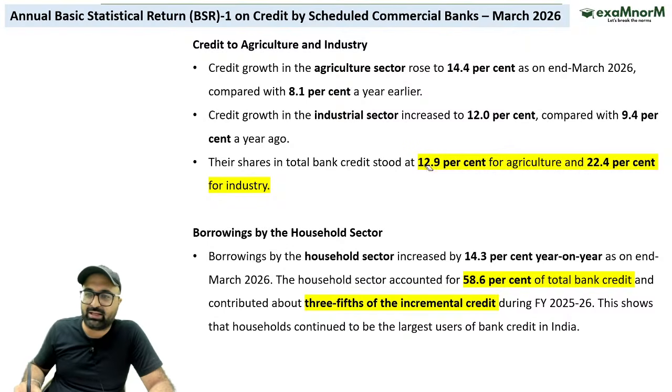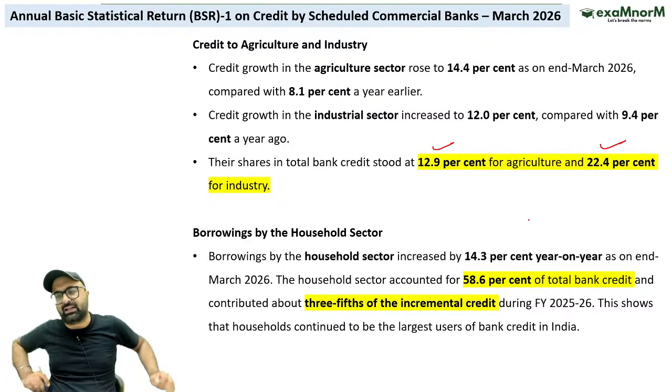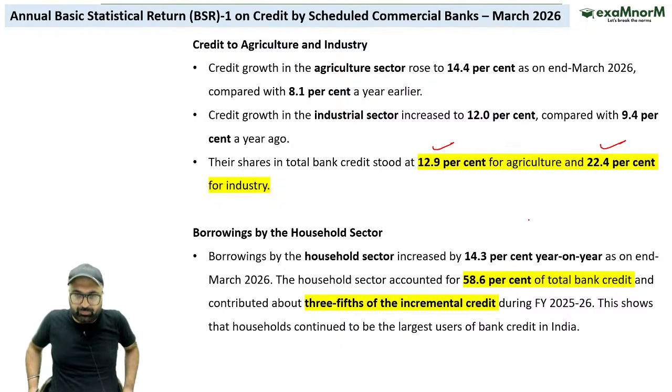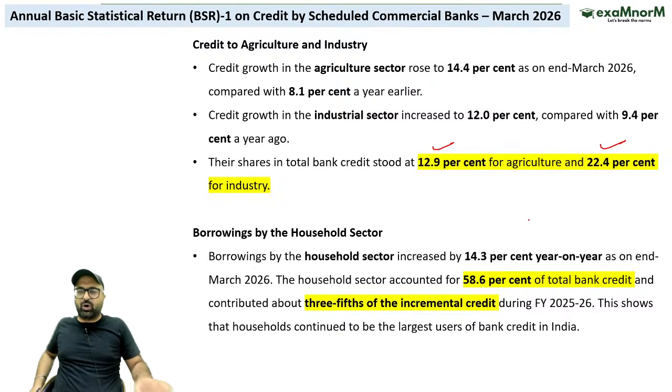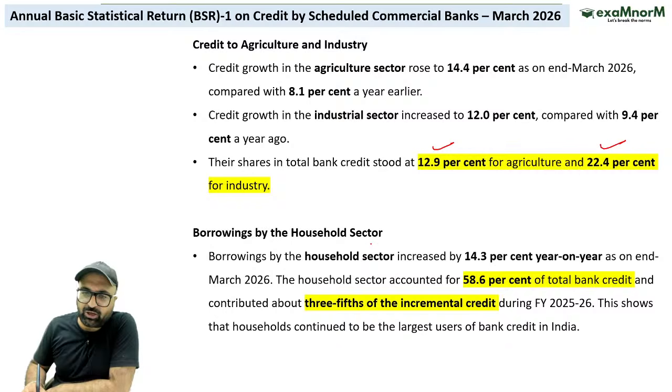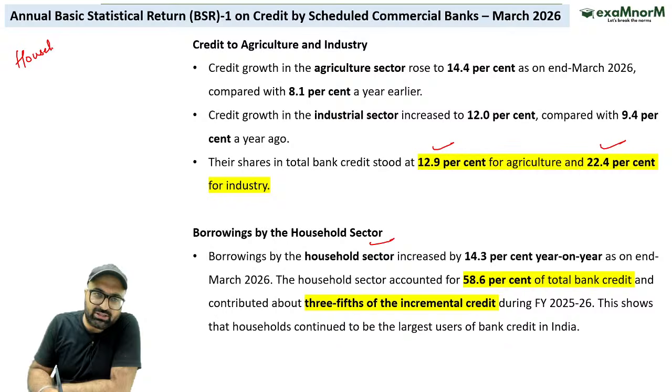अब अगर मैं बात करूं एग्रीकल्चर सेक्टर की, सो सर एग्रीकल्चर सेक्टर का जो शेयर है in the total outstanding, that is 12.9%, और इंडस्ट्रियल सेक्टर का जो शेयर है that is 22.4%. Now on the other side, if I talk about housing sector, तो यहाँ पे सर ये जो हाउसहोल्ड सेक्टर है, what is this household sector? Sir, household sector include not only the individuals, but along with individuals, it include the other entities as well.